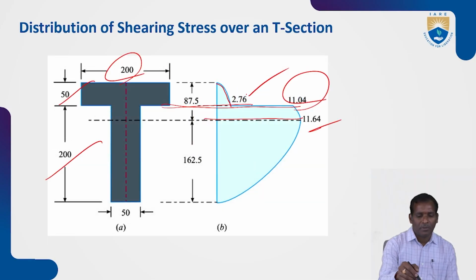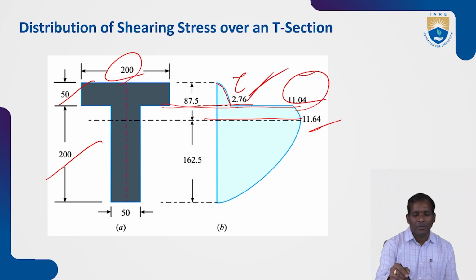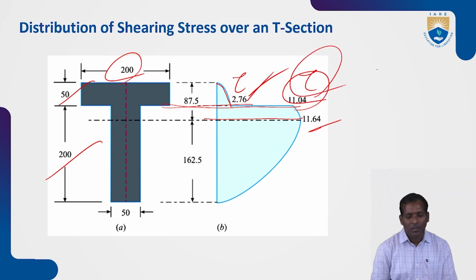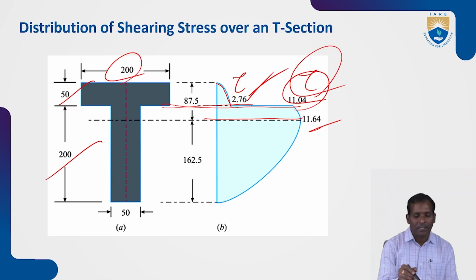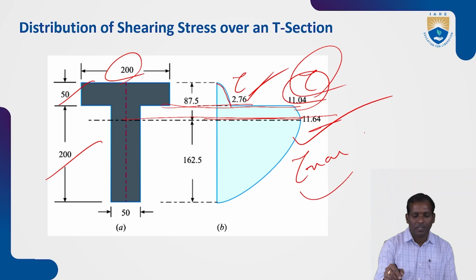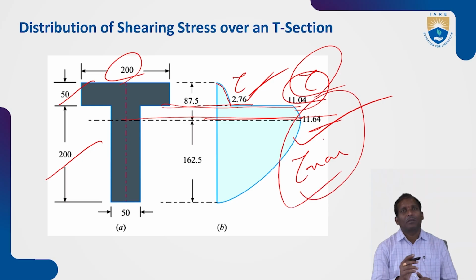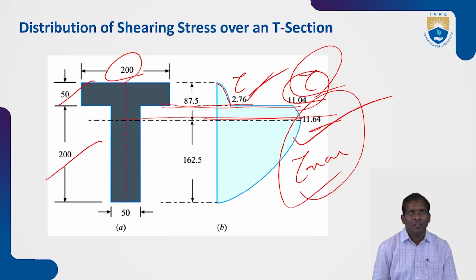87.5 already this one. The maximum shear stress in the flange is 2.76, and then this one also 11.04 shear stress at the junction, and then at this portion below the neutral axis, that is 11.64. So it increases, so the maximum shear stress occurred at this web portion. See? So like this, how to calculate the shear stress distribution in various sections.